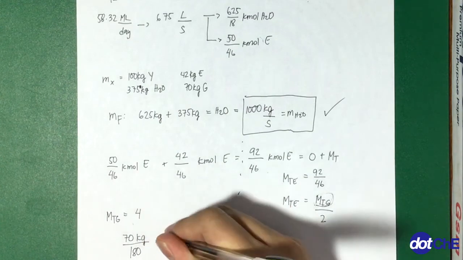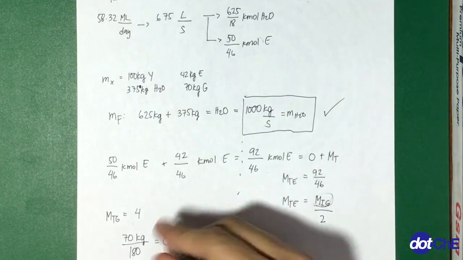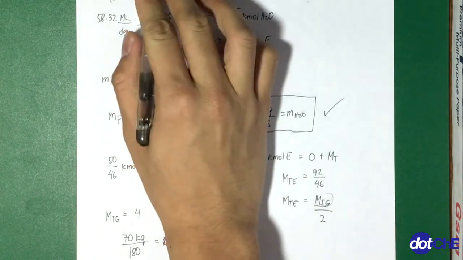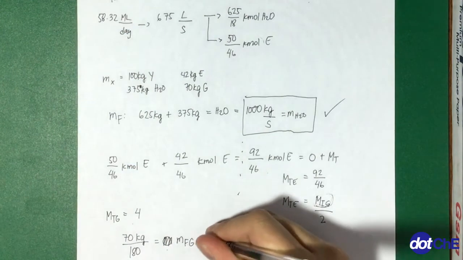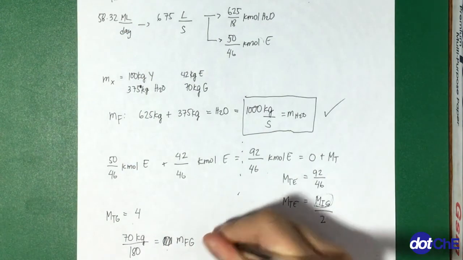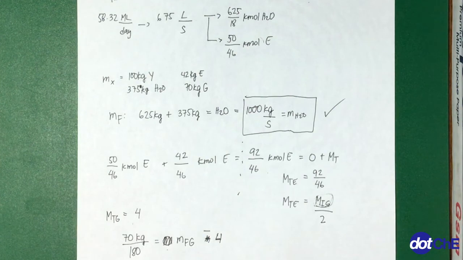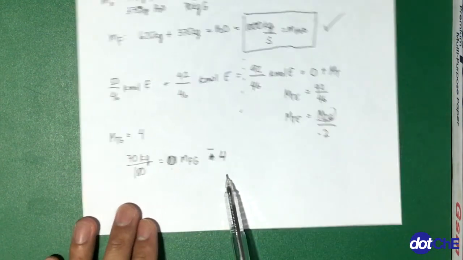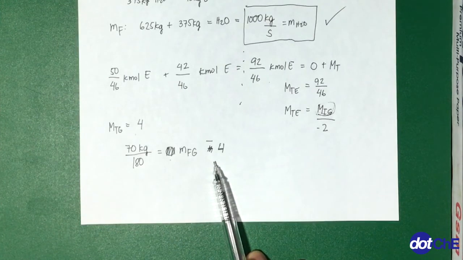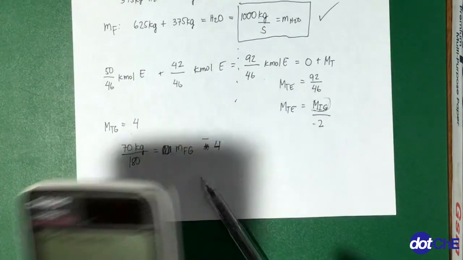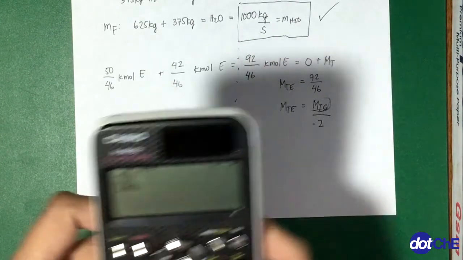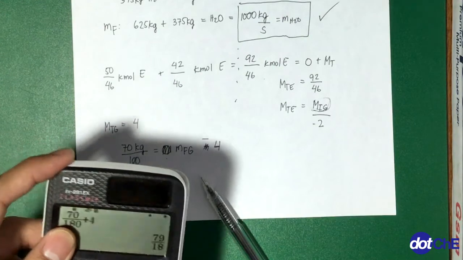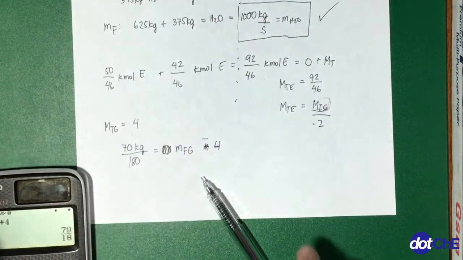Is equal to here. Sorry, I'm just going to write it here as MF of glucose because it's only one outlet, plus 4. Minus 4. Sorry, this is supposed to be negative, so it's minus 4 here. So what we're going to get is 70 divided by 180 plus 4. We have 79 over 18.